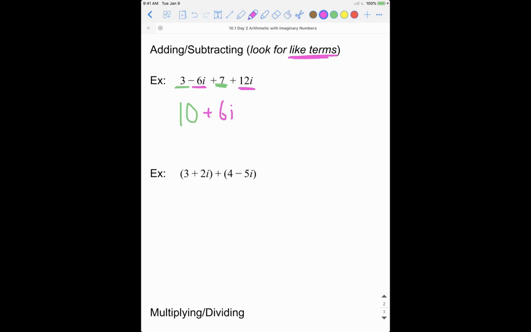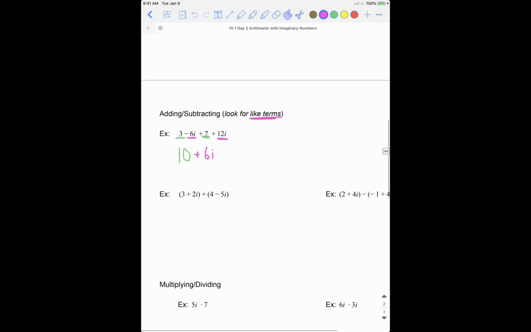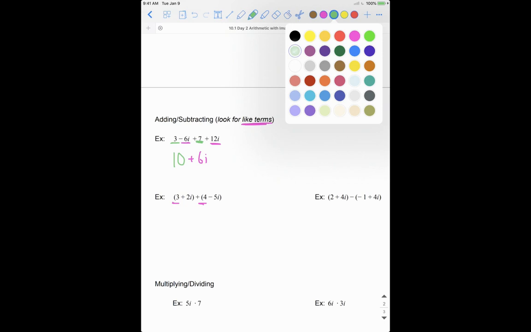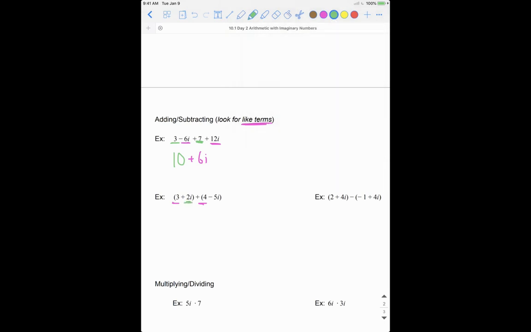All right, next let's look at two binomials. So here we have two different binomials, right? Sometimes you might have an addition, sometimes you might have a subtraction. Let's go through and first label our like terms. So we see we have a 3 and a 4. Neither has an i. Then we go to the things that do have i's. We have a 2i and a negative 5i.